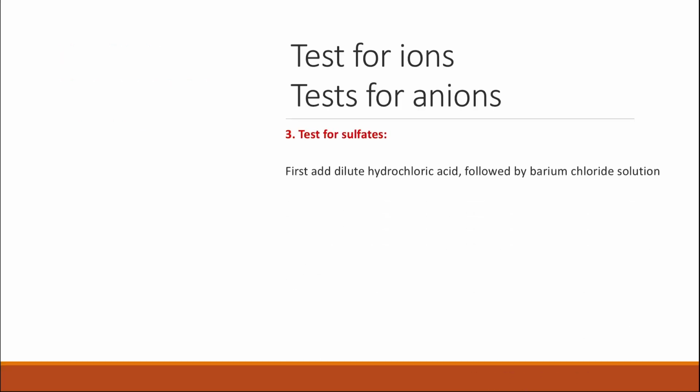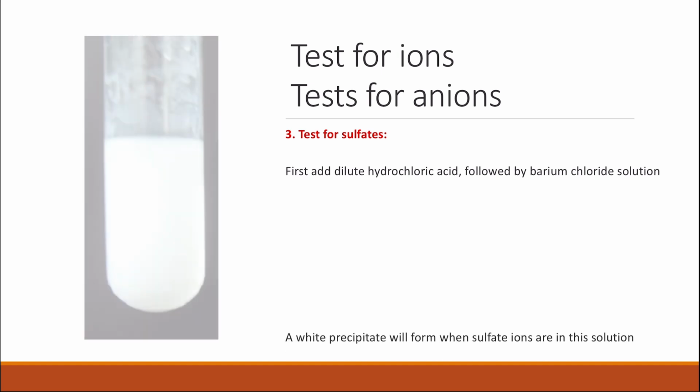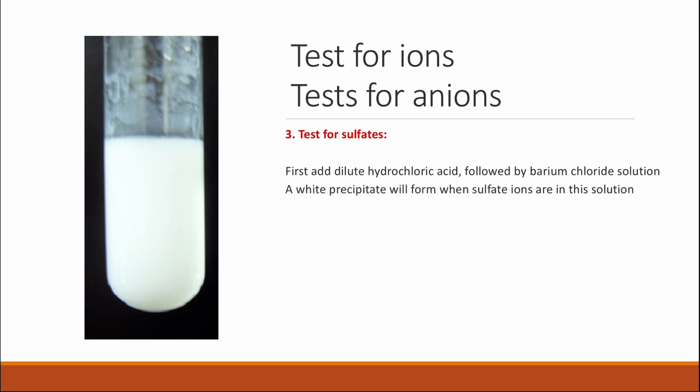We can also test for sulfate. Sulfate can be tested for by the formation of insoluble barium sulfate. So first we add dilute hydrochloric acid to our solution, and then we're going to add barium chloride solution. A white precipitate will be formed when sulfate ions are in the solution due to the formation of insoluble barium sulfate.